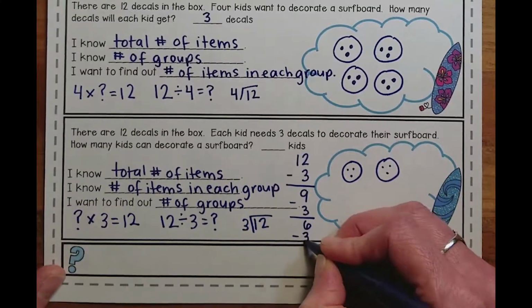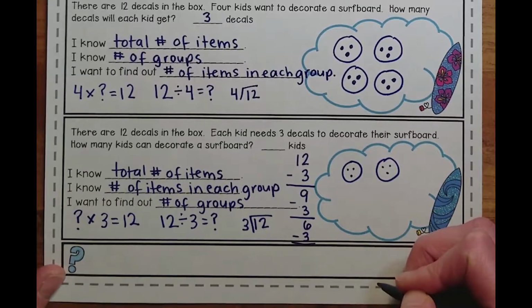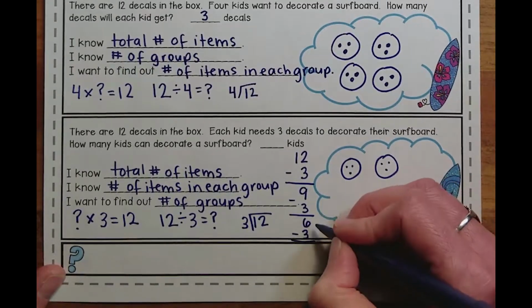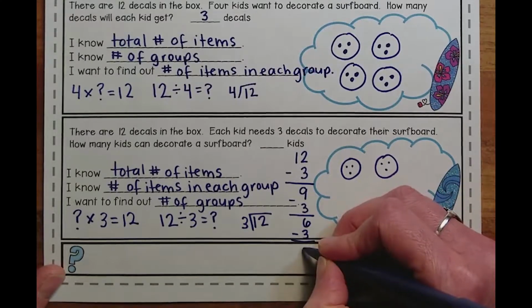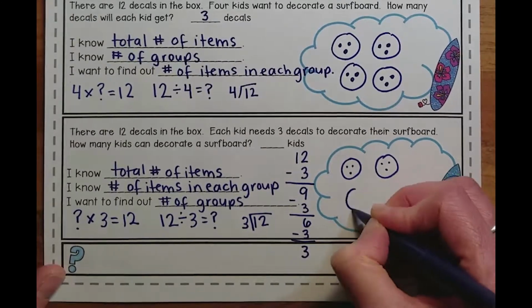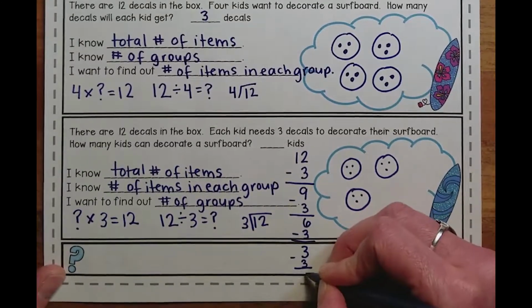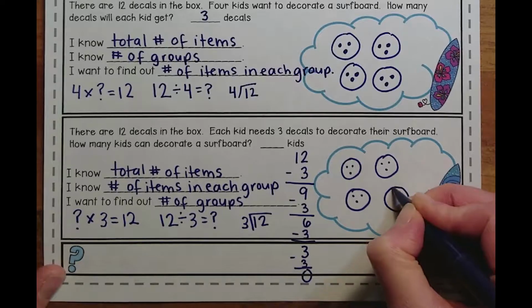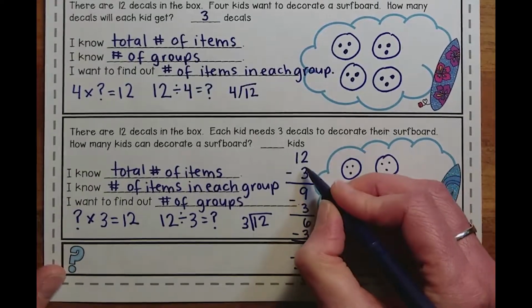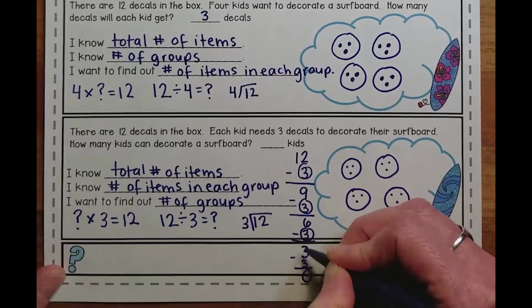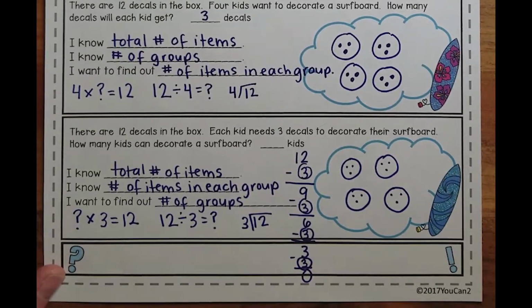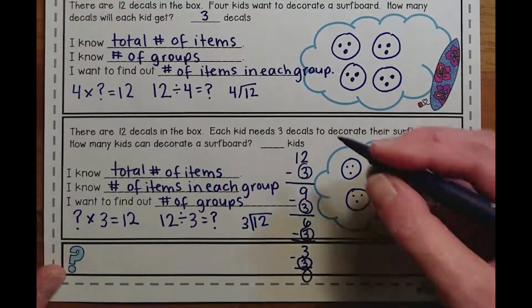Now I'm going to take away another 3. This always goes into my bottom part. Sorry, guys. 6 minus 3 is 3. Here's that other 3 that I took away. I still have one more group of 3 I can take away. 3 minus 3 is 0. Here's that other group of 3 that I took away. So I took away 1, 2, 3, 4 groups of 3. So I know that I'm going to be able to let 4 kids decorate their surfboards.